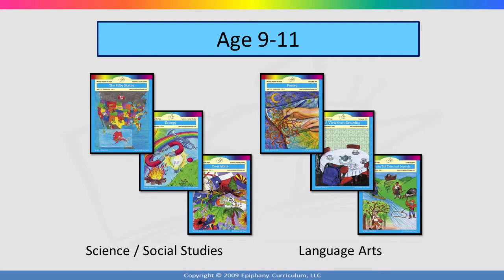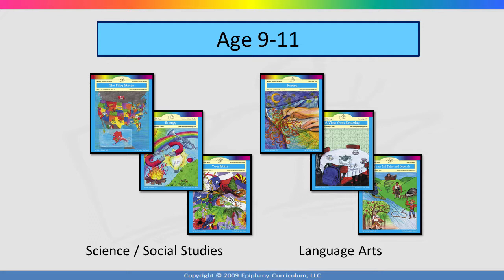Now that you have your year of curriculum organized by concept, we are ready to look a little bit deeper at the curriculum itself. Notice that you have 6 curriculum books in the first concept, 3 science and social studies units, and 3 language arts units. These 3 units of science and social studies and 3 units of language arts comprise your first 9 weeks of curriculum.